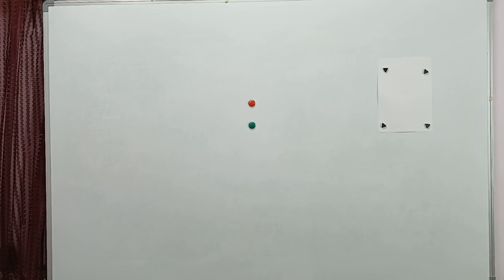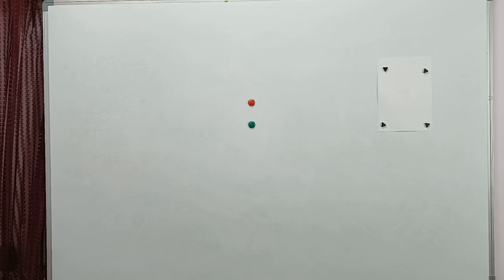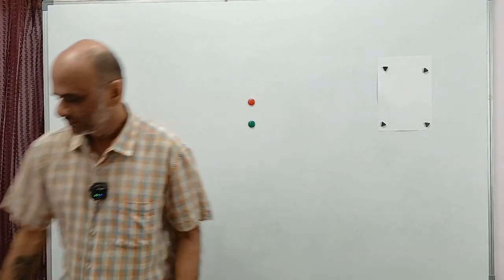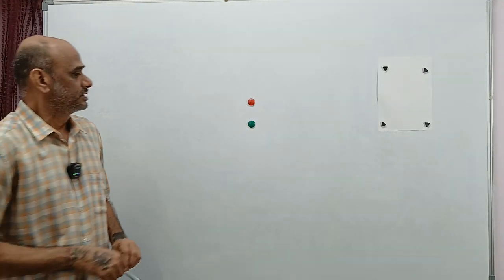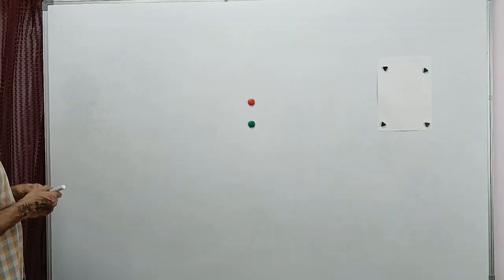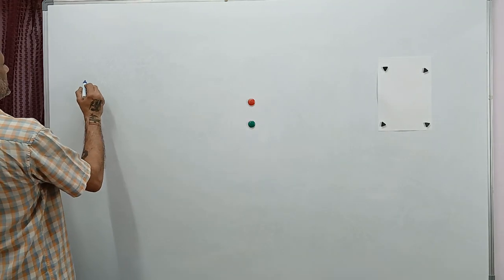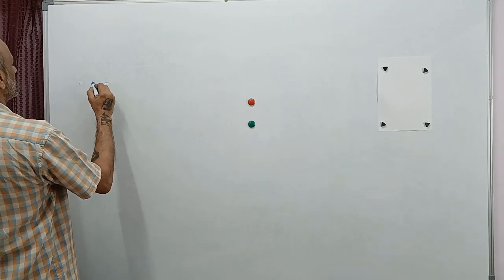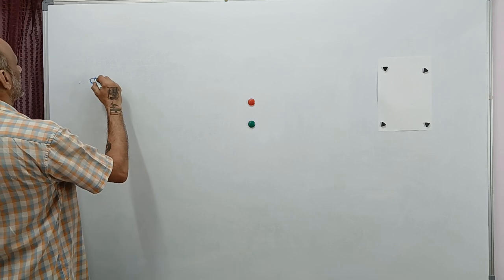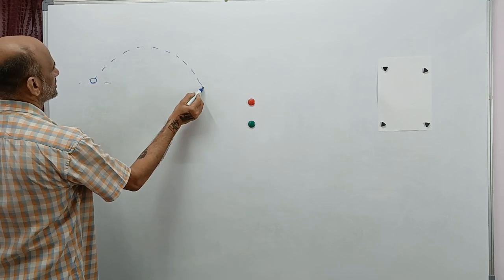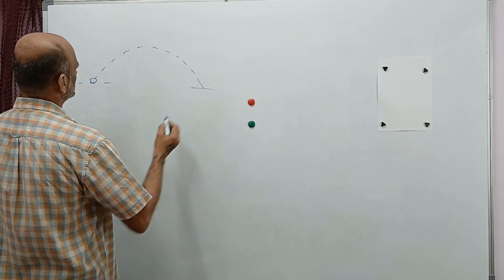In this video, I will discuss JEE Main PYQs based on projectile motion. So in a projectile motion, a mass is thrown from the surface of the earth. It takes a trajectory like this and again hits the ground here.